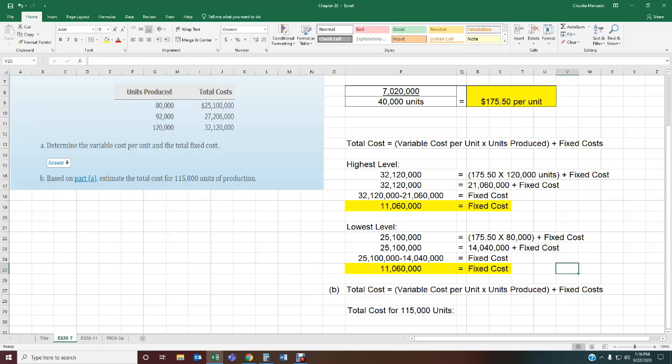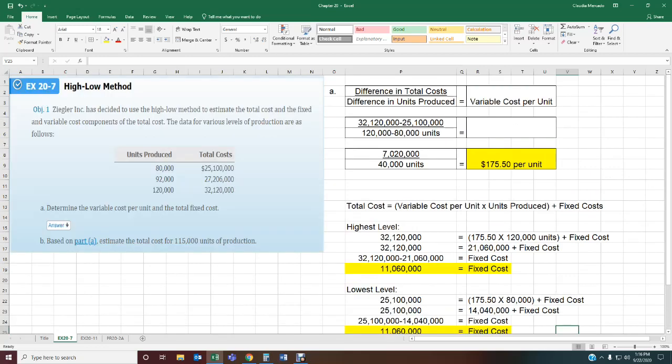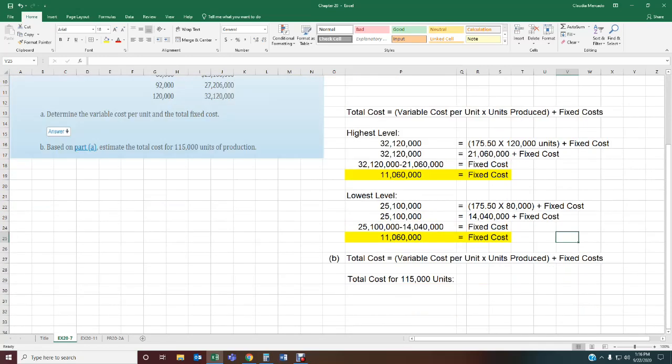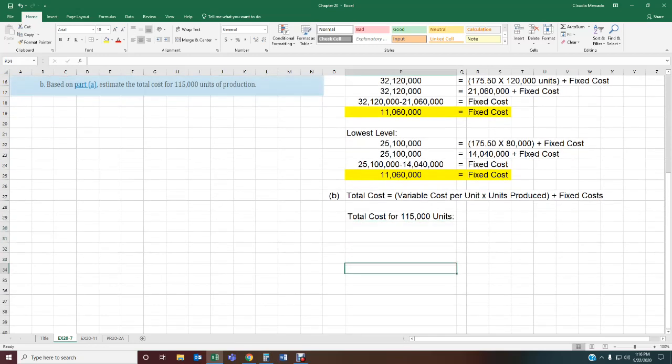Determine the variable cost per unit. My variable cost is 175.50, and your fixed cost is 11,060,000. Now, requirement B. Based on part A, estimate the total cost for 115,000 units of production. So if we are to produce 115,000 units, what is your total cost? We have to calculate. Remember, your total cost equals your variable cost per unit times the units produced plus your fixed cost.